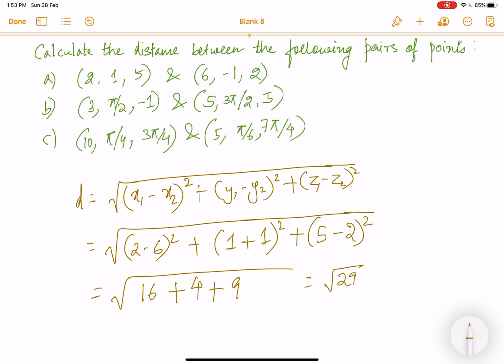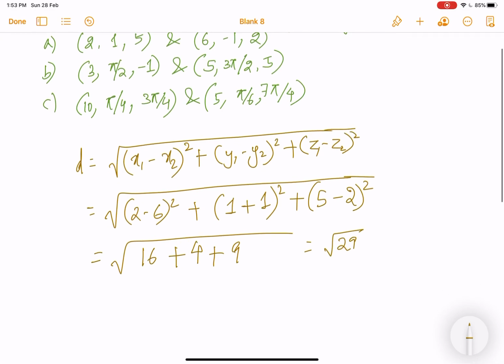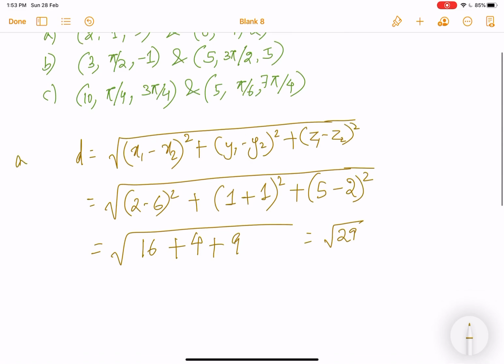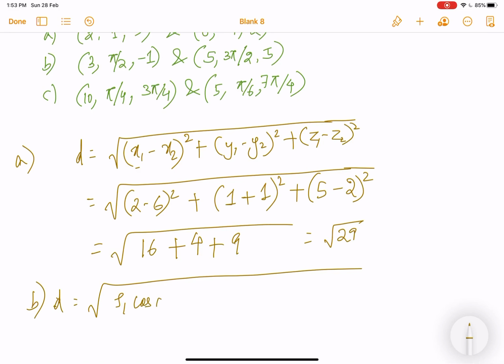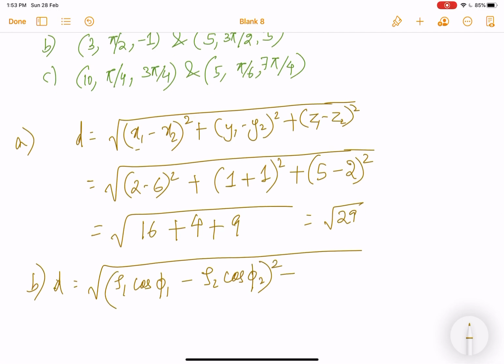Okay, then next bit, it's given in cylindrical coordinates. If it's given in cylindrical coordinates, let me convert it into Cartesian. Or let me do one thing. Over here instead of x1, let me write rho 1 cos phi 1 minus rho 2 cos phi 2, because we all know that x is equal to rho cos phi, and we also know that y is equal to rho sin phi. Then z is as it is.